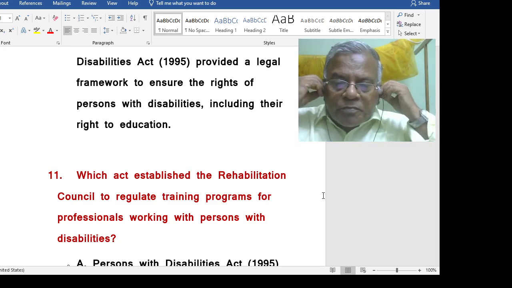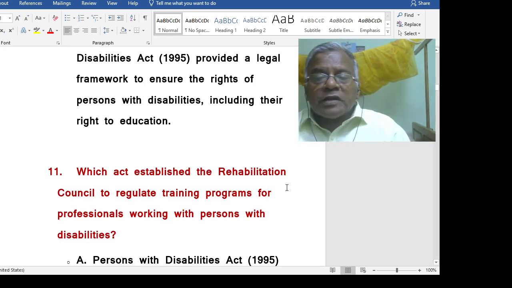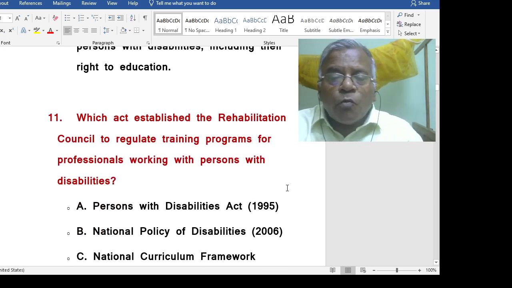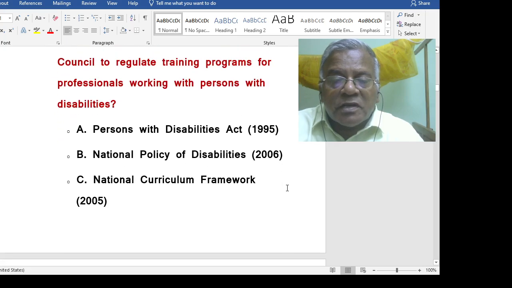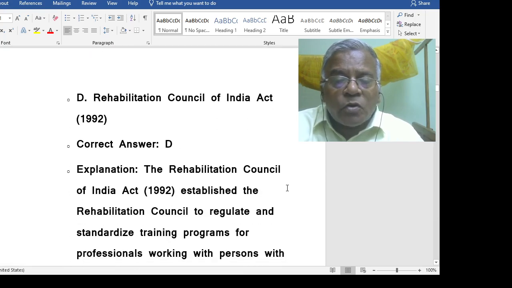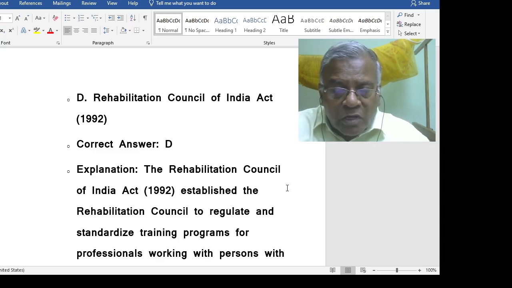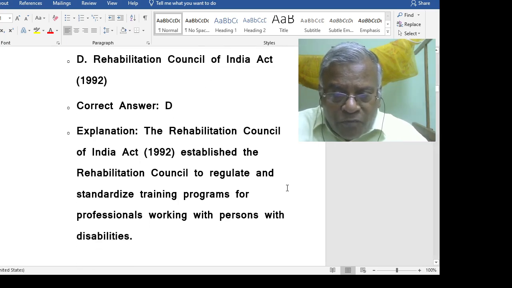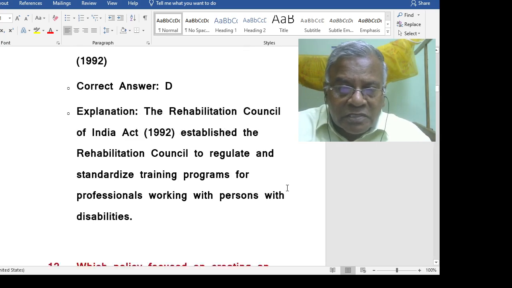Which act established the Rehabilitation Council to regulate training programs for professionals working with persons with disabilities? That is D, Rehabilitation Council of India Act 1992. What did it do? The Rehabilitation Council of India Act 1992 established the Rehabilitation Council to regulate and standardize training programs for professionals working with persons with disabilities.